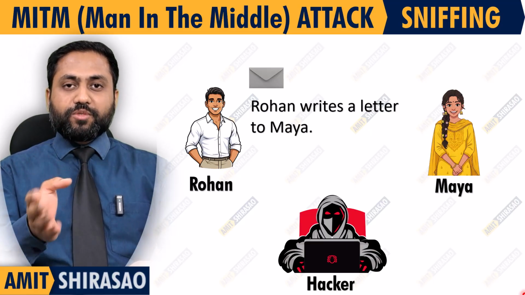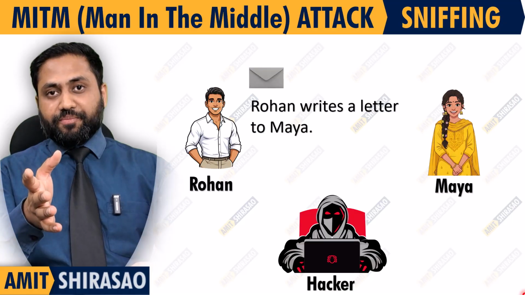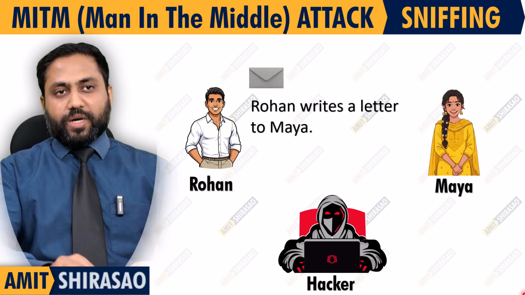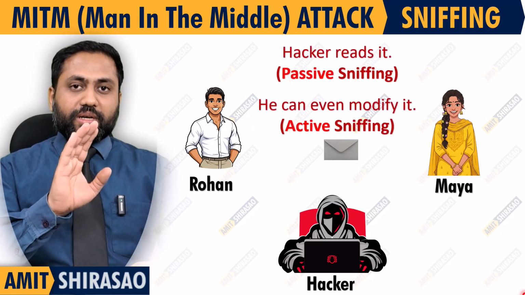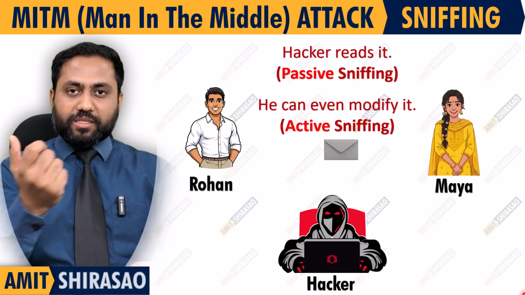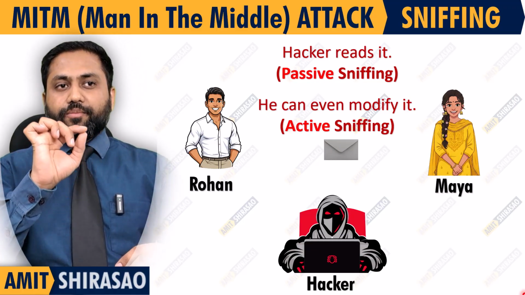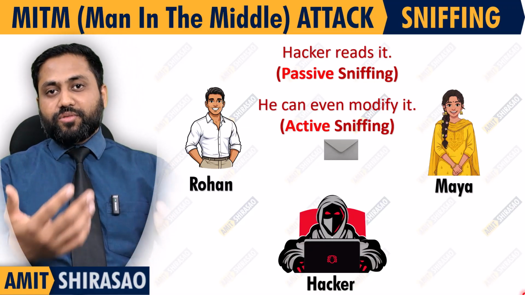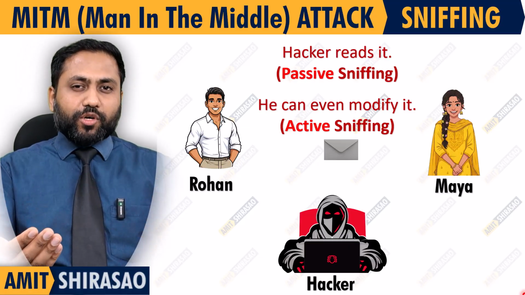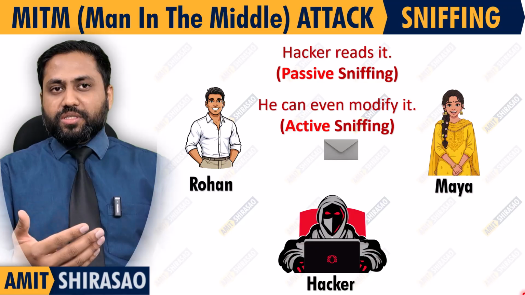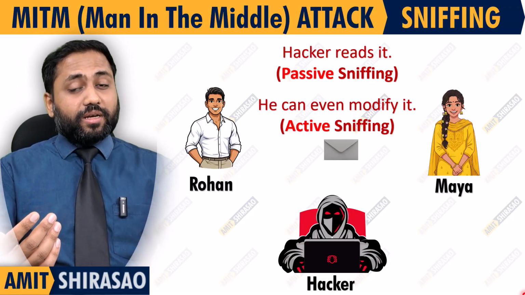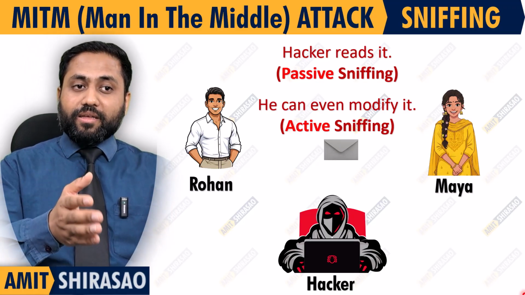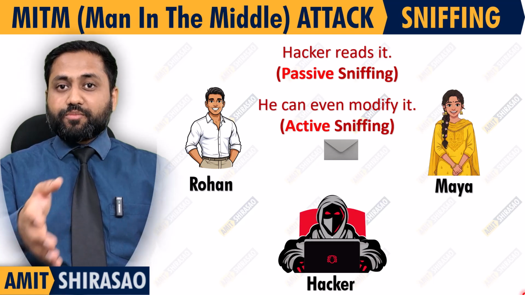Sniffing is also of two types: passive sniffing and active sniffing. So let us see them one by one. Let us see sniffing first. Let us say Rohan writes a letter to Maya. Before the letter reaches Maya, in transit, when data is in transit, this hacker sniffs it. Sniffs it means reads it. If he is passively sniffing it, that means he is only reading the message. For example, let us say Rohan says to Maya, oh, I love you so much. Why don't we meet at so-and-so restaurant at so-and-so time? So now that hacker knows where they are meeting. That is called passive sniffing.